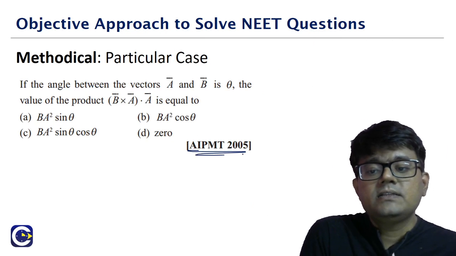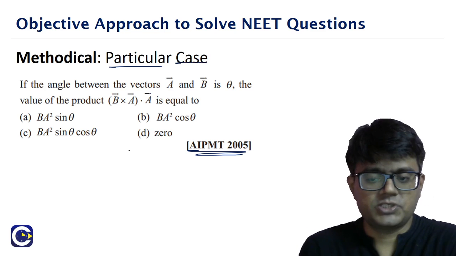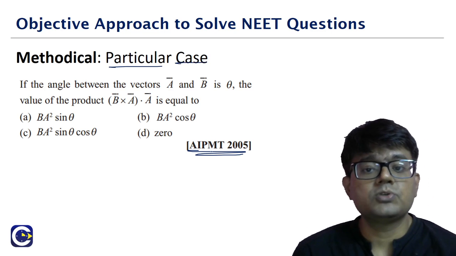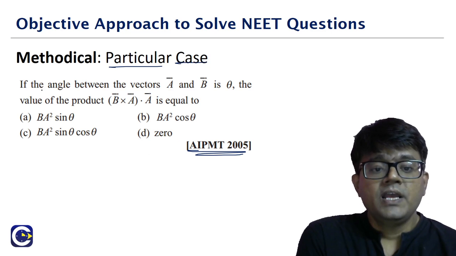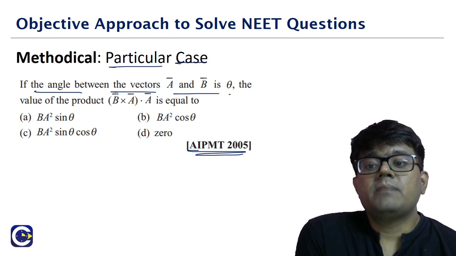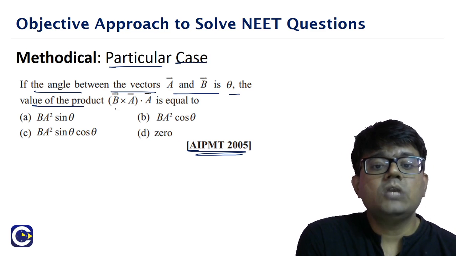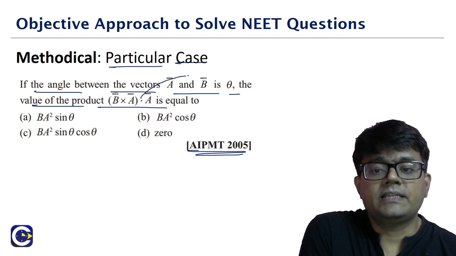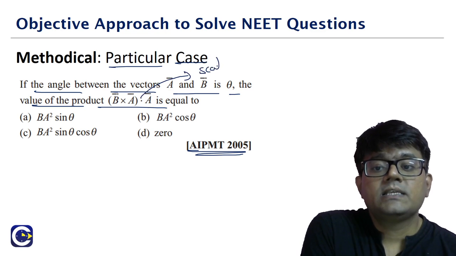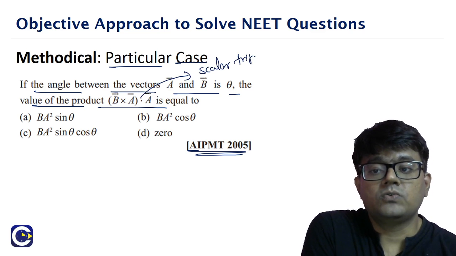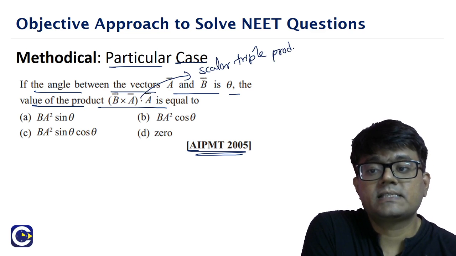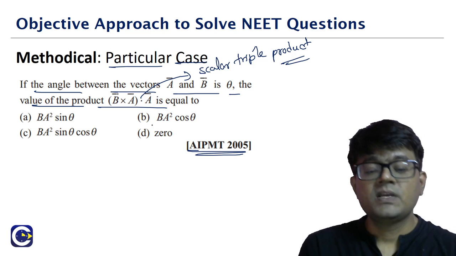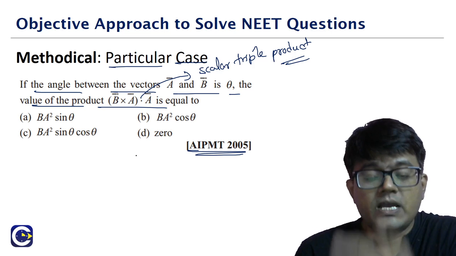Next, this is the particular case approach. This question came in AIPMT 2005. If the angle between A bar and B bar is theta, the value of the product B cross A dot A. This is what we call the scalar triple product. So it is called the scalar triple product: B cross A, with which we have to take a dot product.